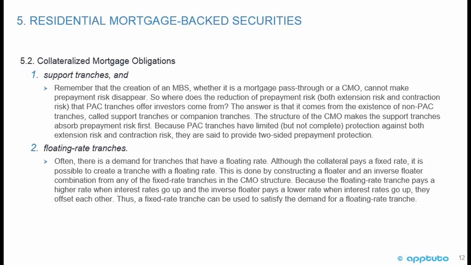Floating rate tranches. Often there is demand for tranches that have a floating rate. Although the collateral pays a fixed rate, it is possible to create a tranche with a floating rate. This is done by constructing a floater and an inverse floater combination from any of the fixed rate tranches in the CMO structure. Because the floating rate tranche pays a higher rate when interest rates go up, and the inverse floater pays a lower rate when interest rates go up, they offset each other. Thus, a fixed rate tranche can be used to satisfy the demand for a floating rate tranche.